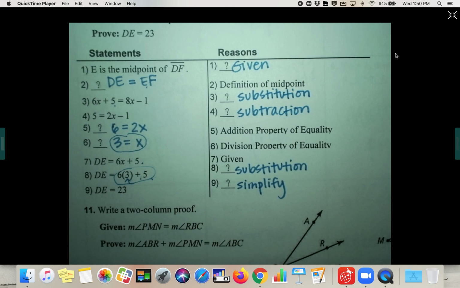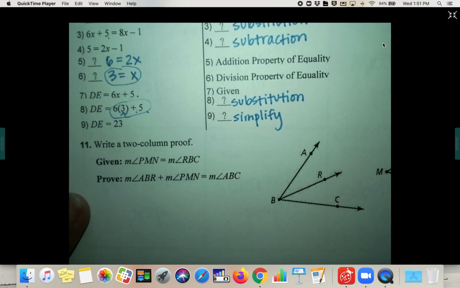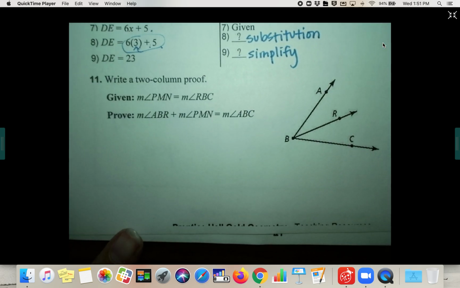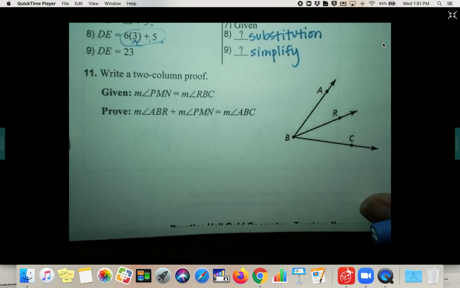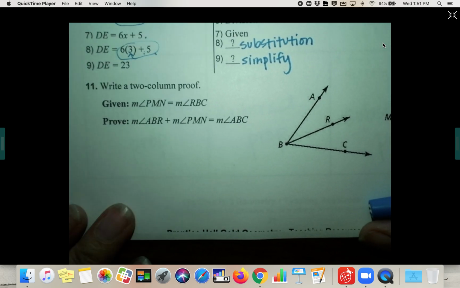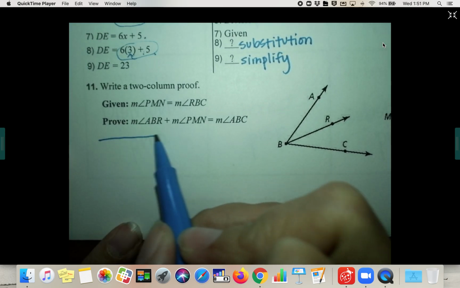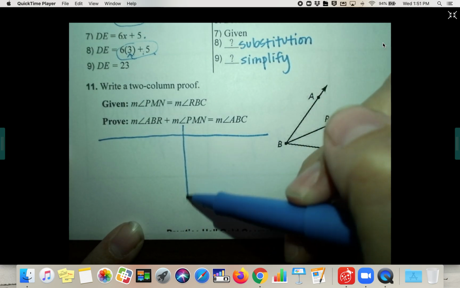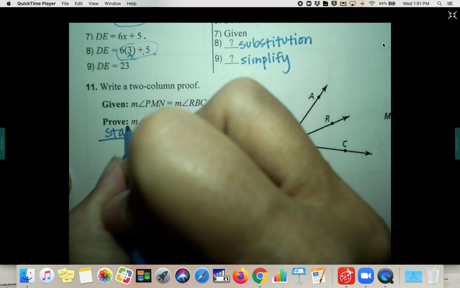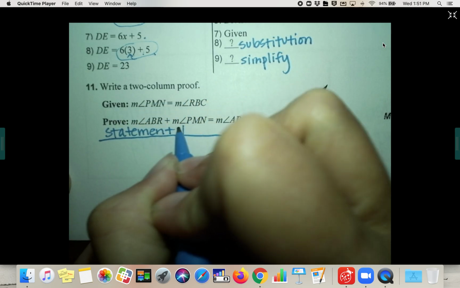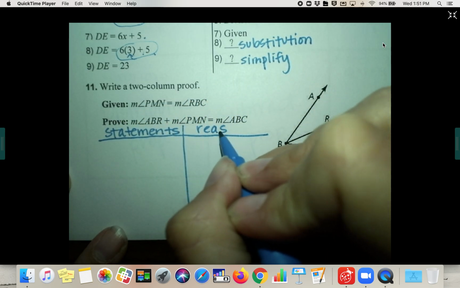All right, very last one. Let's check it out. We're going to write a 2-column proof. I know we're out of room, but let's go ahead and just try. I promise there aren't very many steps on this one, so you'll have to write small, but not that small. We're going to write a 2-column proof for this problem. We're going to put statements on one side, and we're going to put reasons on the other side.